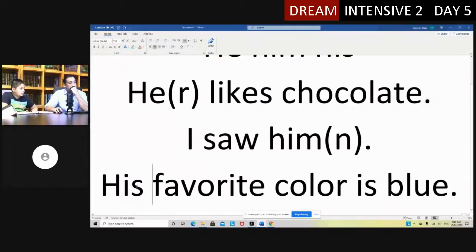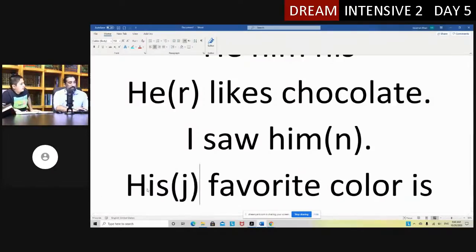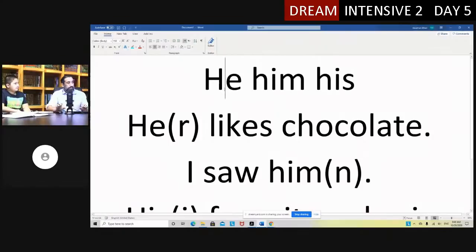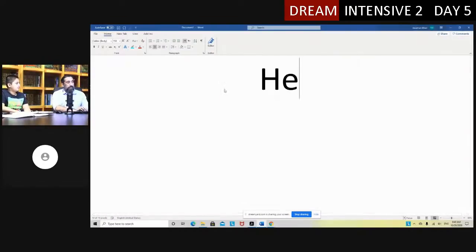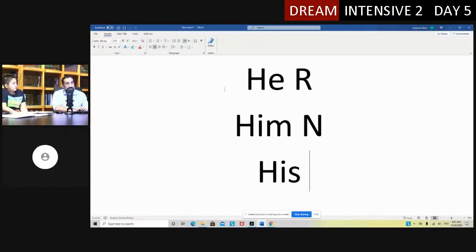Favorite color. If I said his car, it would be car of his, right? So favorite color of his. Isn't the word his after of? Oh yeah, this is jar, because it's a mudaf ilayh, it's jar. Now let's go back up. What I'm learning from that is in English, the word he is rafa, the word him is nasb, and the word his is jar.